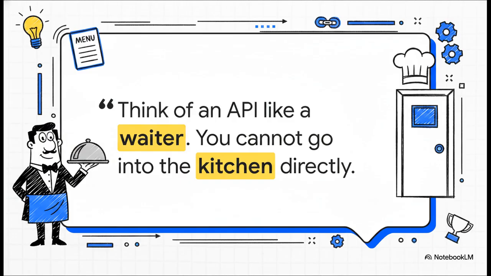The menu is the API documentation. You give your order to the waiter, that's the API, who then goes back into the kitchen, your backend, and brings your food out to you. It brilliantly demystifies a complex constraint without using a single piece of jargon.